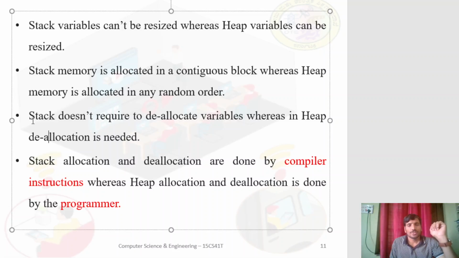Coming to the next difference, stack doesn't require deallocating variables, whereas in heap deallocation is needed. We don't allocate dynamically in stack, therefore there is no need of deallocation. Compiler will automatically deallocate it. But in heap we dynamically allocate the memory, and this is done by the programmer. Hence we must deallocate the allocated memory, otherwise there is a chance of segmentation fault. In the last session we discussed dangling pointers. Those problems can arise if you don't deallocate the memory.